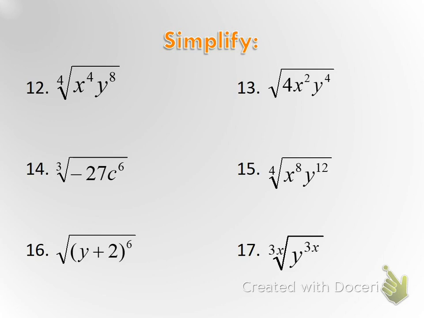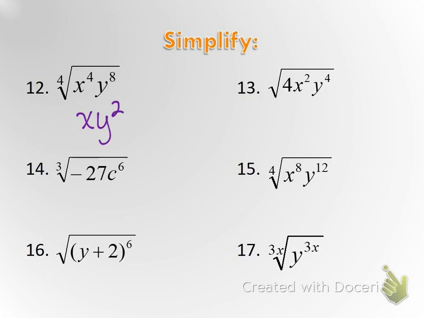Can anyone let me know what they got on number 12? Jacob? x y squared. Very good. So remember, we can either expand it and make groups. We would have one group of 4 x's and 2 different groups of 4 y's. We're taking the 4th root. That's why we're looking for groups of 4. The shortcut way would be to divide your exponent by your index. So 4 divided by 4 is 1. We don't usually write an exponent of 1. 8 divided by 4 is 2.